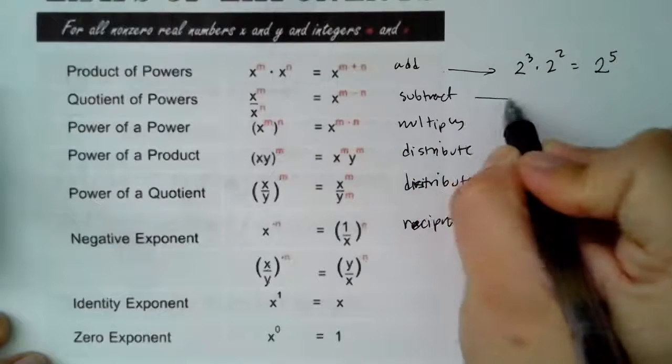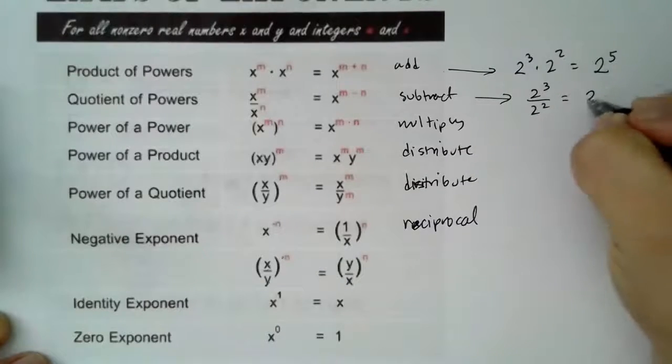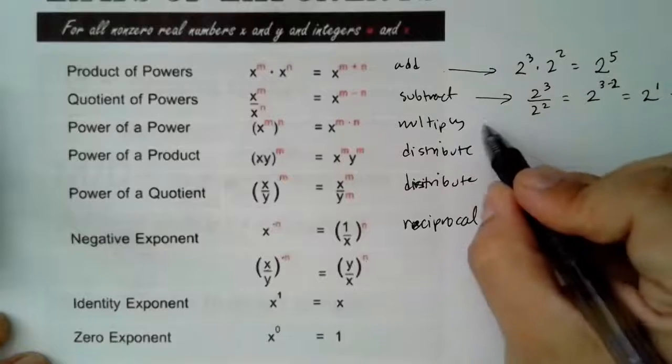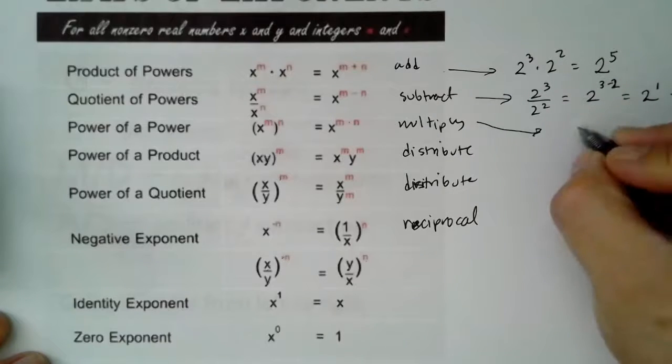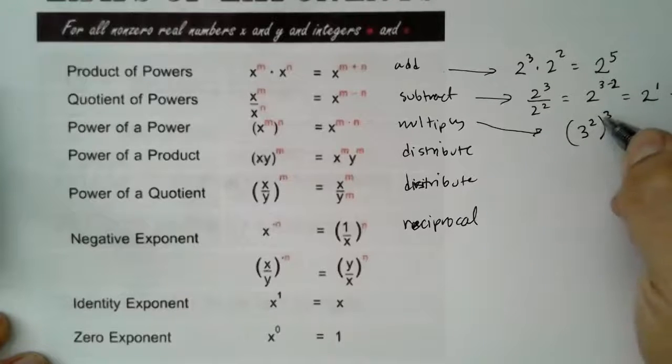An example of this one would be 2 cubed over 2 squared. That's 2 to the power 3 minus 2, which is 2 to the first power, or just 2. And then this one would be like 3 to the power 2 raised to the power 3. We would multiply these two together, that would just be 3 to the power 6.